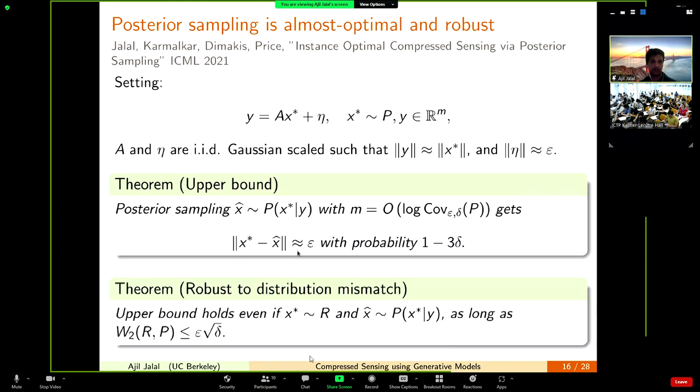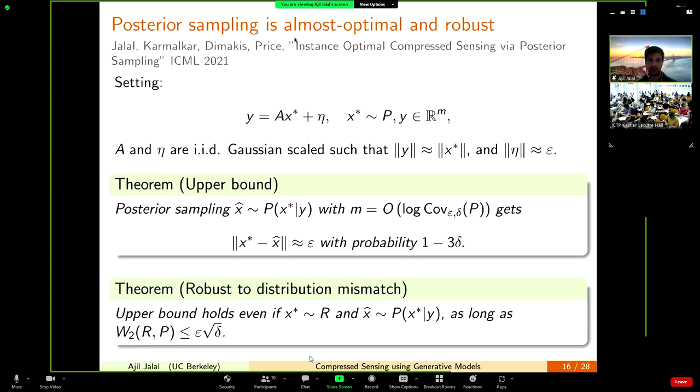And furthermore, we are able to show this robustness result, which says that if there's a mismatch between the distribution of your ground truth image, drawn according to some distribution R, and you only have an approximate posterior, meaning that you're sampling X hat from P of X conditioned on Y, then the upper bound still holds as long as the distribution of your image R and the distribution of your generative model P are epsilon square root delta close in Wasserstein distance.